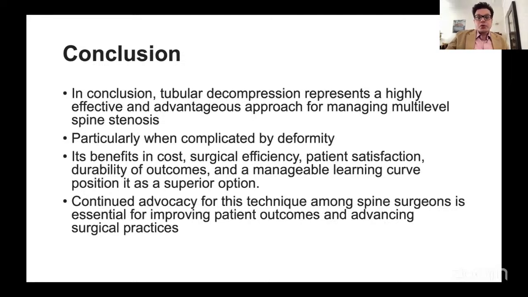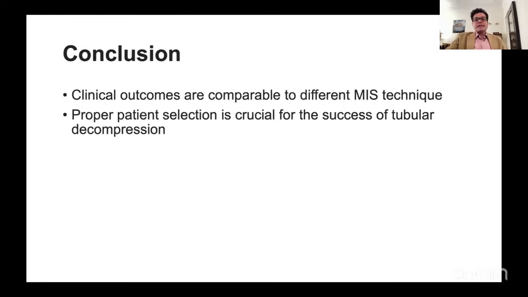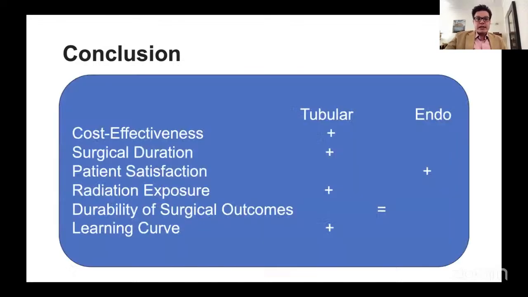So we will continue to advocate for MIS tubular decompression, because there is no one size fits all for patient care, and we have to tailor our surgical indication based on the patient presentation, demographics, and also our experience and availability of tools and training. So clinical outcomes are comparable between endoscopy and MIS, and proper patient selection is crucial, as mentioned.